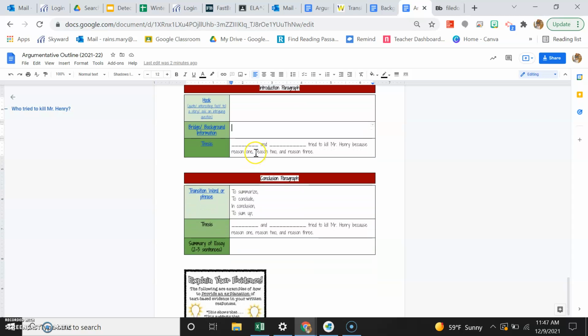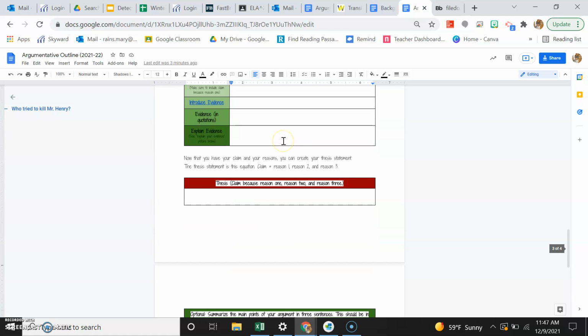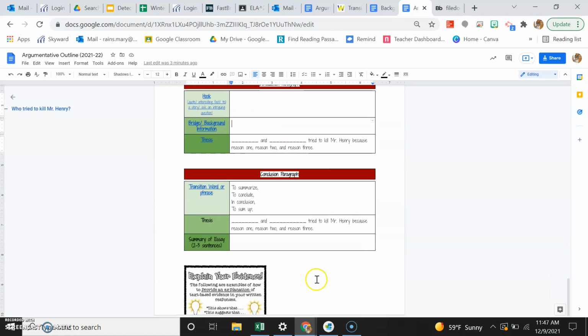The thesis is quite simply the last part of the introduction paragraph, and so the introduction paragraph basically says, here's why you should be interested in this, or this is super interesting. Here's what you need to know before you read, and here's what you're going to believe at the end, or what you're going to agree with at the end. So the thesis is the claim because reason 1, 2, and 3. So we already have that, so we can copy and paste that down here.